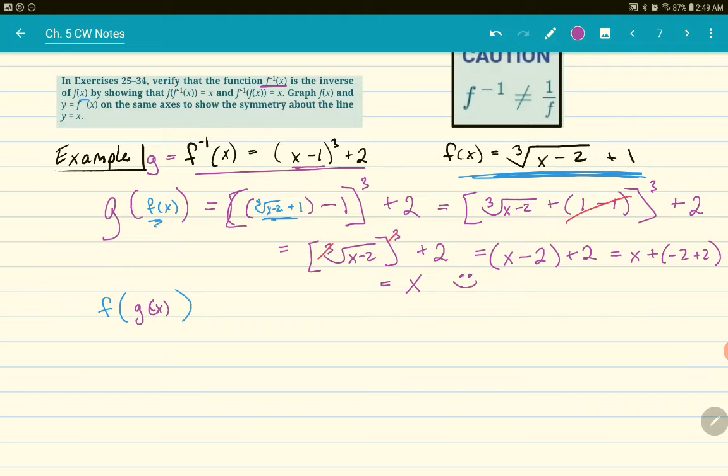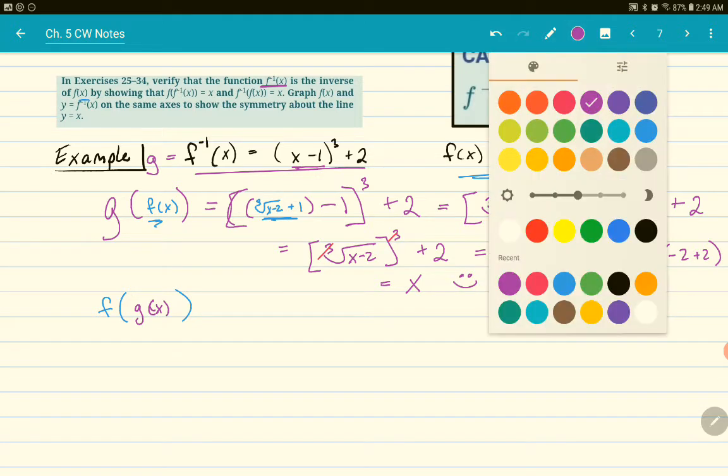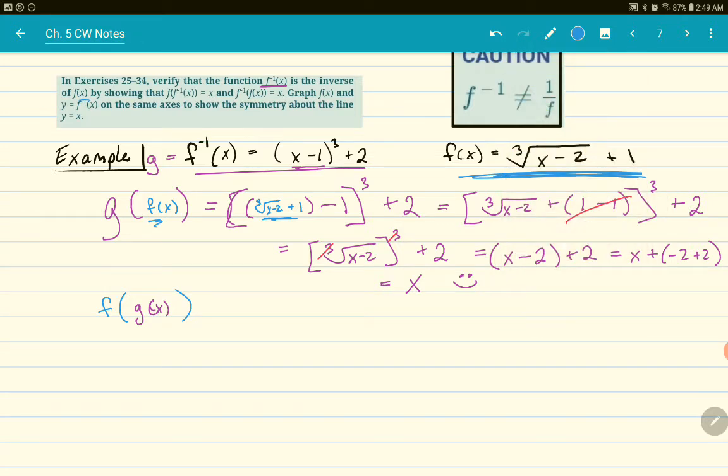So halfway there, I have to prove it works both ways. So now I'm going to input g of x into f of x. I'm going to write my f of x function with a placeholder for the x. So that's cubed root of x minus 2 plus 1. And I'm going to write this a little bigger with a bigger placeholder since I want to fit that whole function in there neatly.